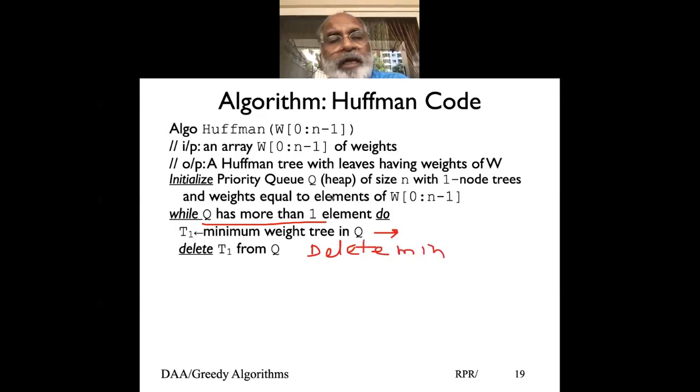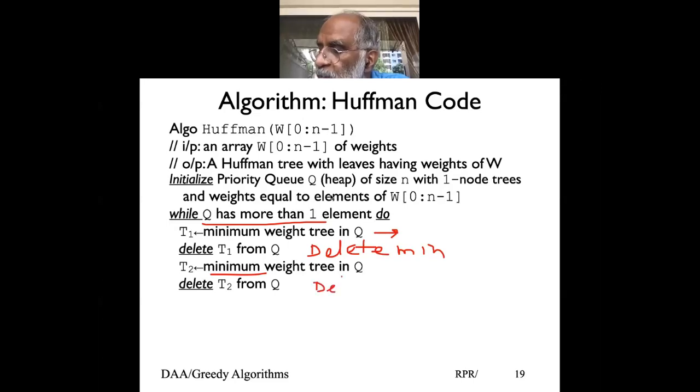So I remove the first tree from the priority queue, which is a heap. Then I take the second node with a minimum weight, again doing a delete min. So now a tree which had n nodes has become n minus 2 nodes.